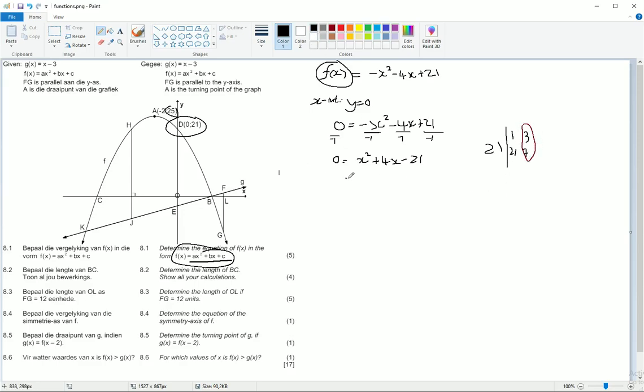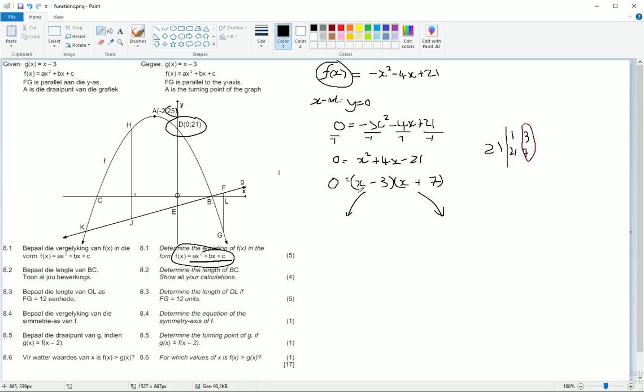So we will have two brackets, x and x, 3 and 7. Our 21 is negative, so our signs will obviously be different. We need a plus 4, so it's going to be a plus 7 and a minus 3. If you don't know how to do the factorization, then you need to go look back at one of the videos where we deal with factorization.